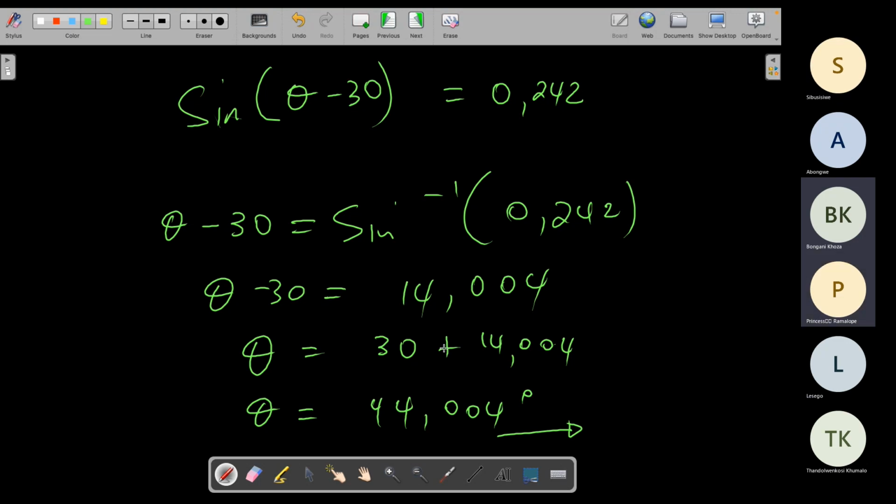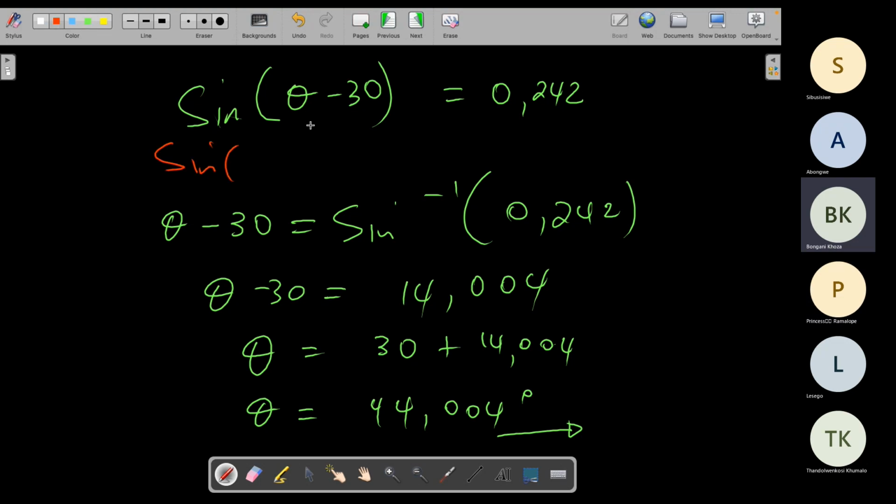Yes, transpose 30. What about plus? We added those two and we got 44.004 degrees. You need to simplify. Because now we need to check whether this answer is correct.